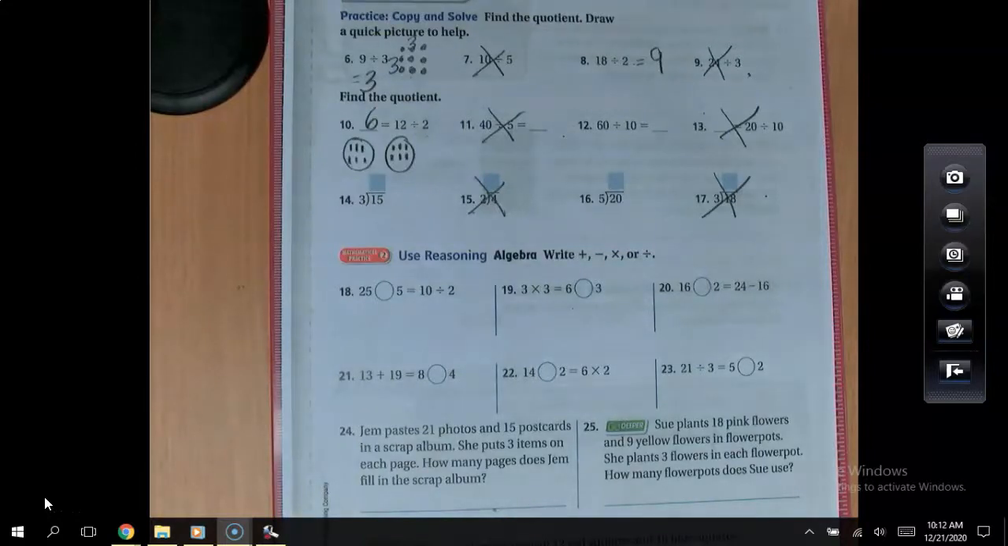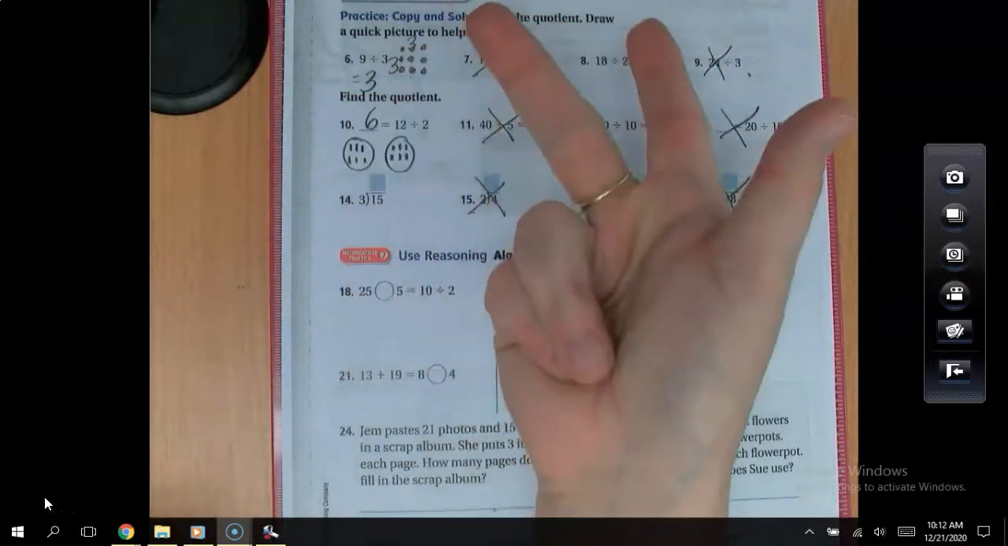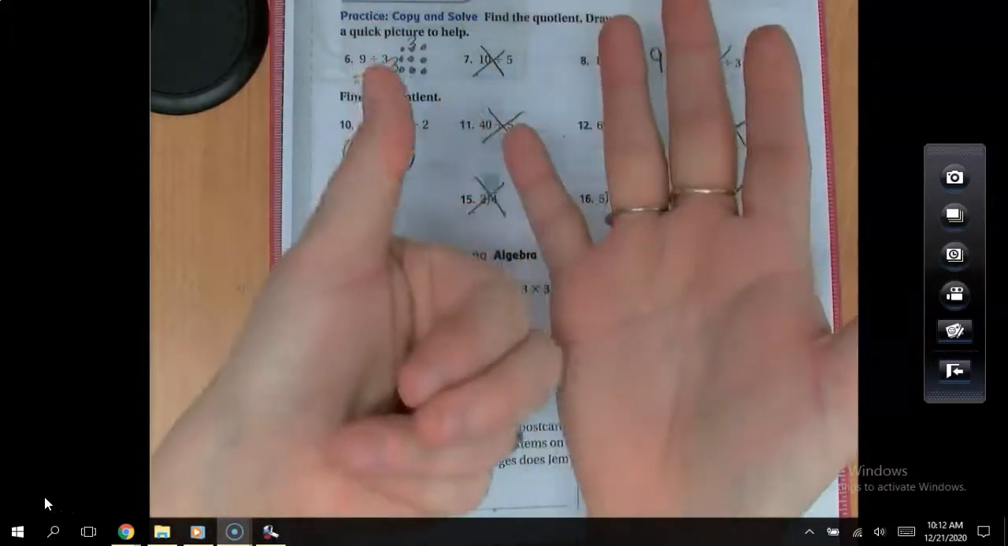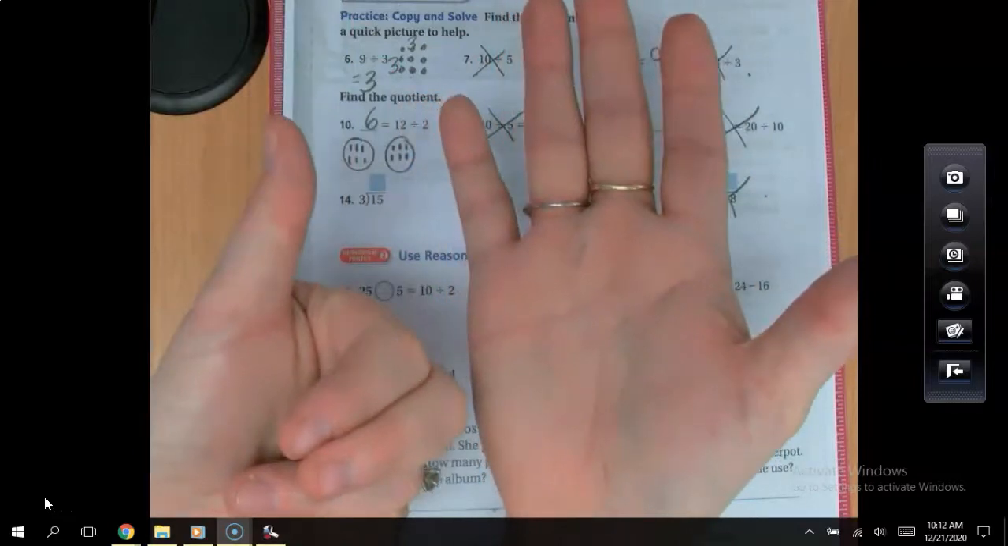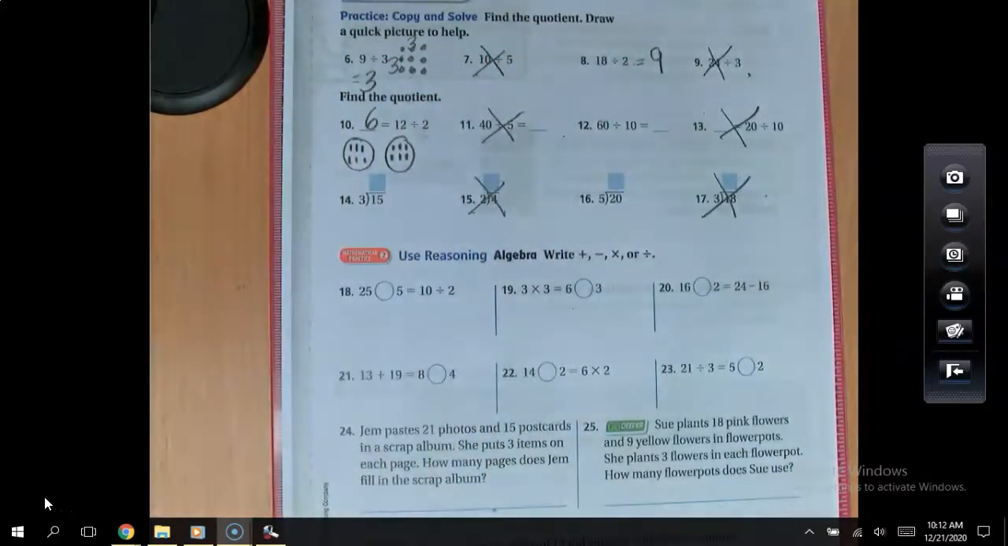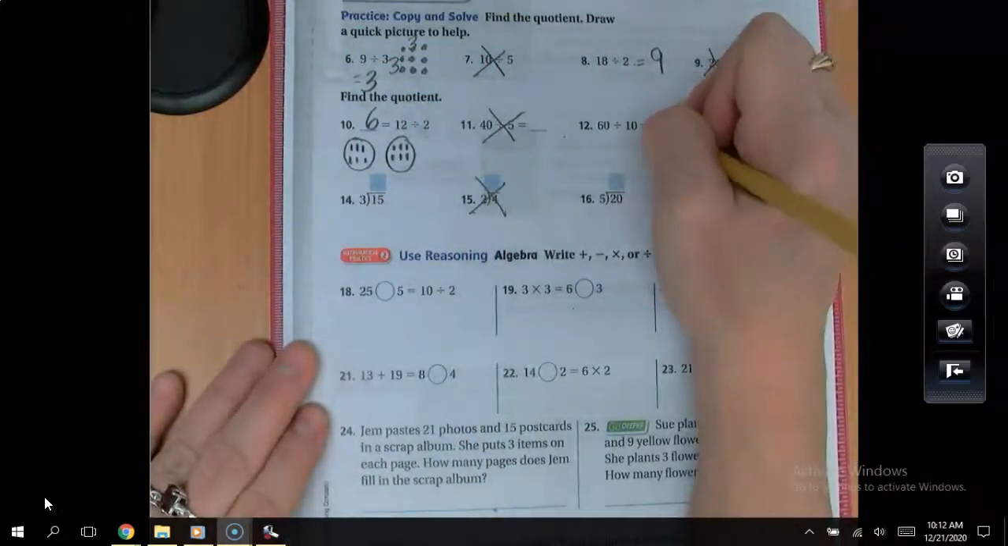All right, what about 12? 60 divided by 10 equals what? Don't draw a picture. Count by tens until you get to 60. 10, 20, 30, 40, 50, 60. How many times did I count by tens to get to 60? 6. 60 divided by 10 is 6.